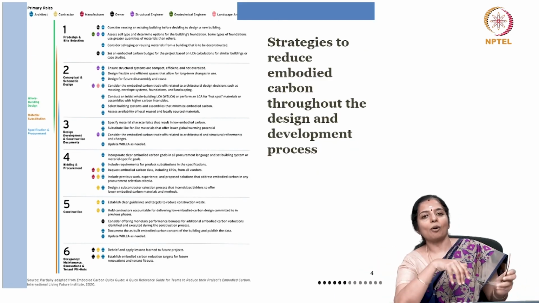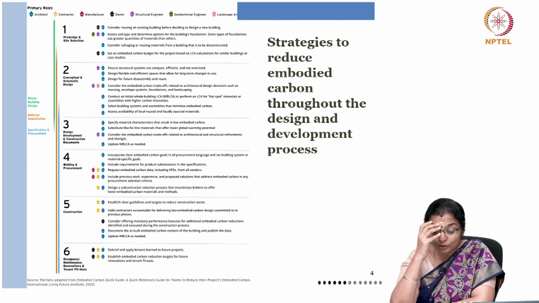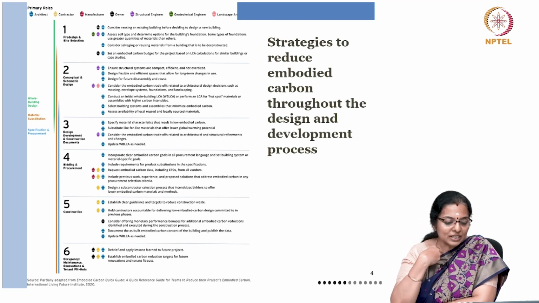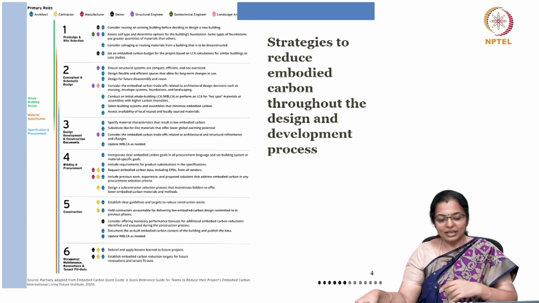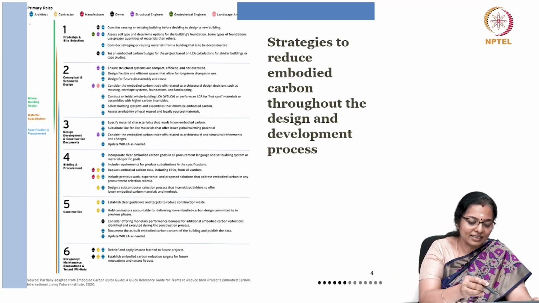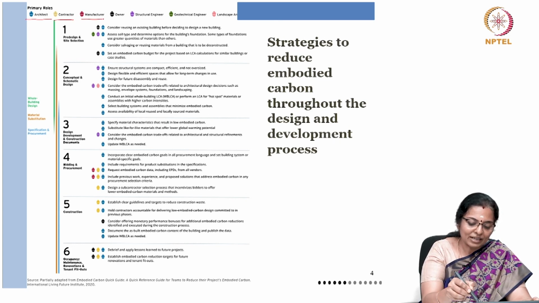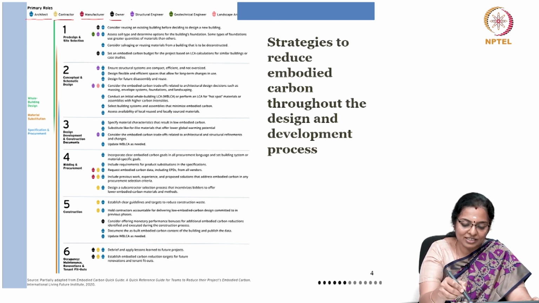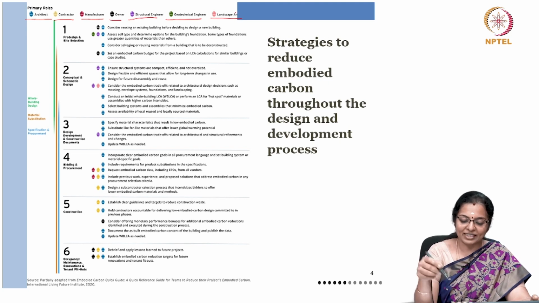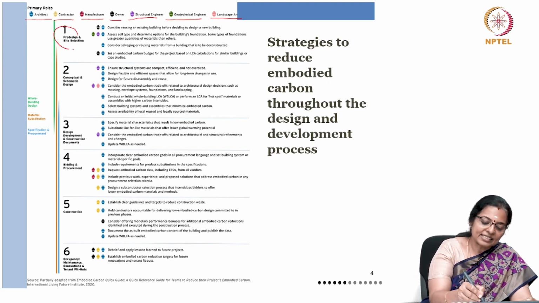Next, this is very interesting. We now look at the comprehensive strategies to reduce embodied carbon throughout the design and development process. First, look at the primary roles of people. You have the architect here, the contractor, the manufacturer, the owner, the structural engineer, the geotechnical engineer, the landscape architect, and so on.